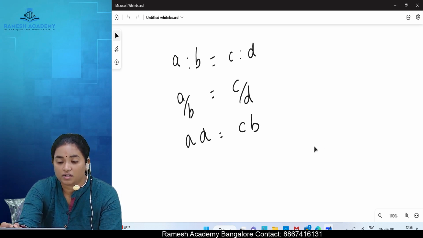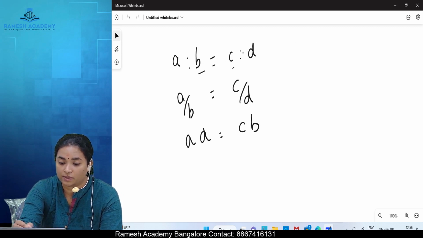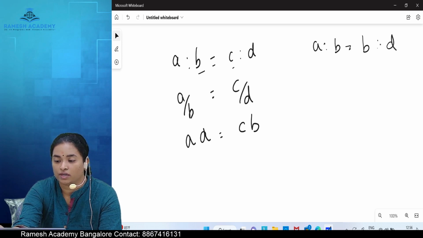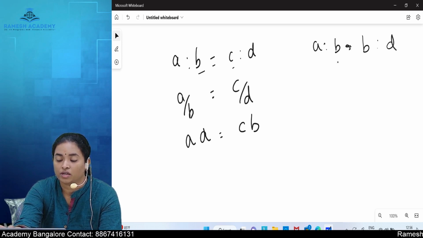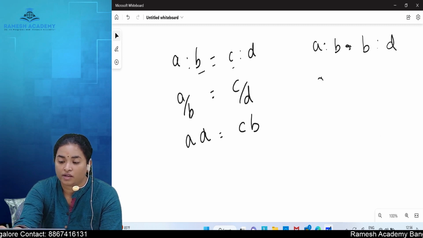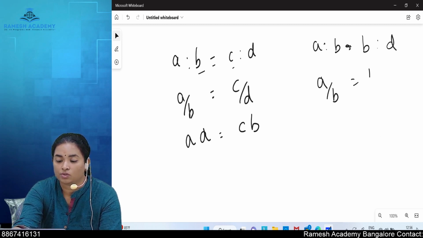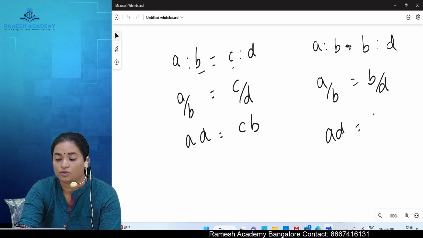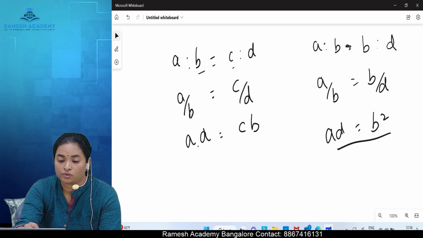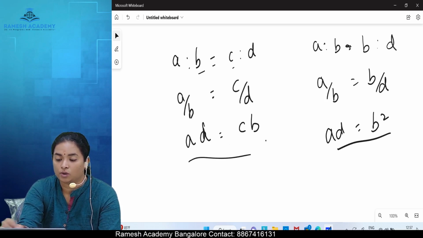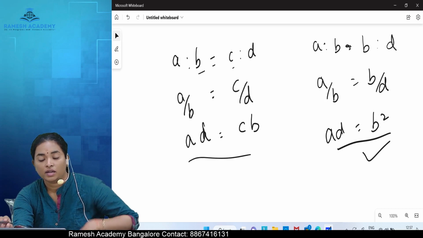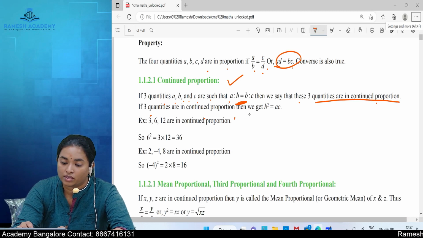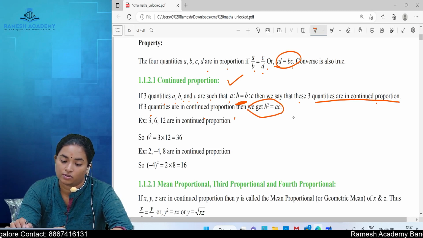Now what happens in continuous proportion? I say this and this become equal. A is to B is equal to B is to D. These are in continuous proportion. Now the same concept: when I use A by B is equal to B by D, this will become AD is equal to B square. So this is the change that happens in continuous proportion. AD becomes CB, but here it becomes B square.